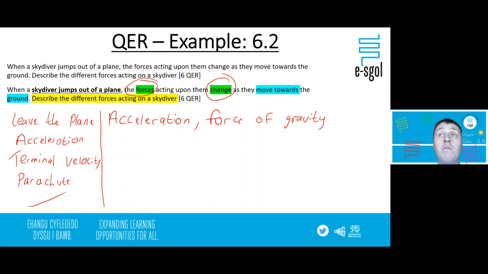And you might want to link this to the person's weight, the skydiver's weight. As the skydiver accelerates, you might want to then possibly remind the examiner that you understand that the force of gravity is constant. This would be one to identify so that you demonstrate you understand that the force of gravity, the weight of the skydiver, would remain constant.